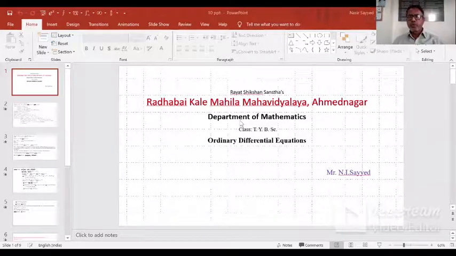Last time we have seen that if the given non-homogeneous linear differential equation with constant coefficients of nth order has Q of x equal to x to the power m, where m is a positive integer, then how to obtain the particular integral. Now we want to see the next case.